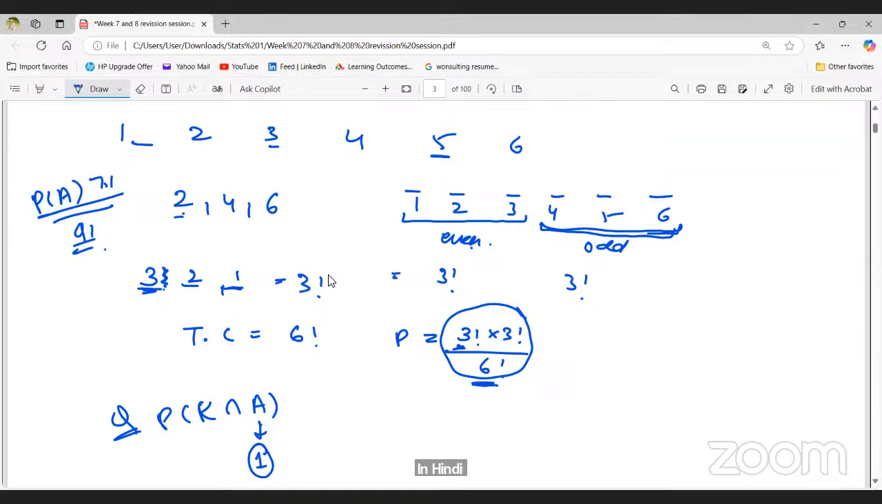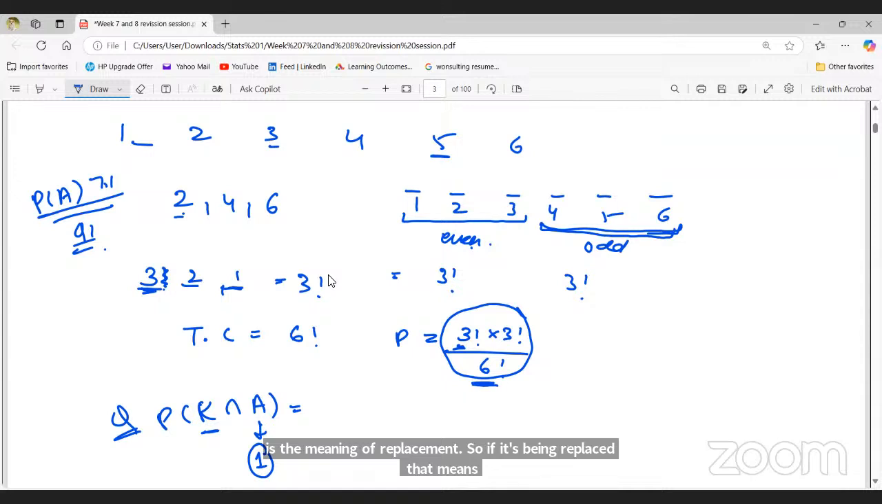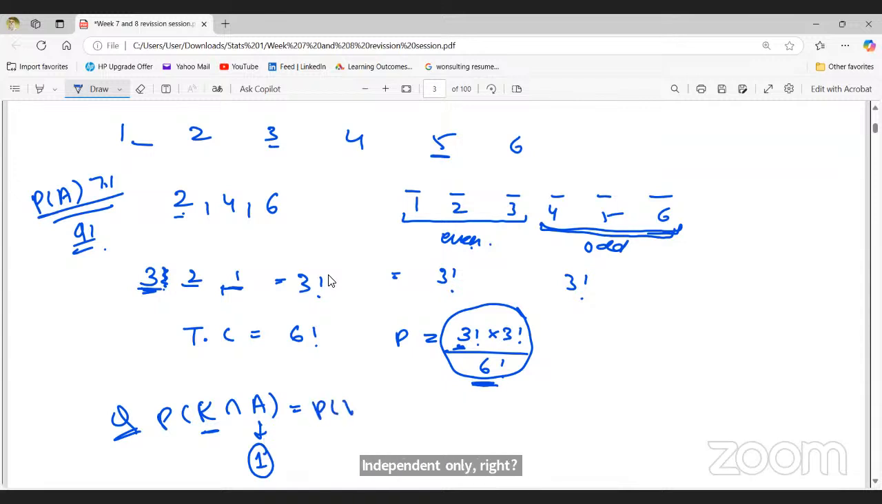And in the question, it is given as with replacement. If I am drawing one card from the 52 cards, which is a king, then I'm putting that card back again. So in the second round, I have a total of 52 cards again, and from those 52 cards we are again taking out one more card. That is the meaning of with replacement. If it's being replaced, that means they are independent, right? Probability of K into probability of A.